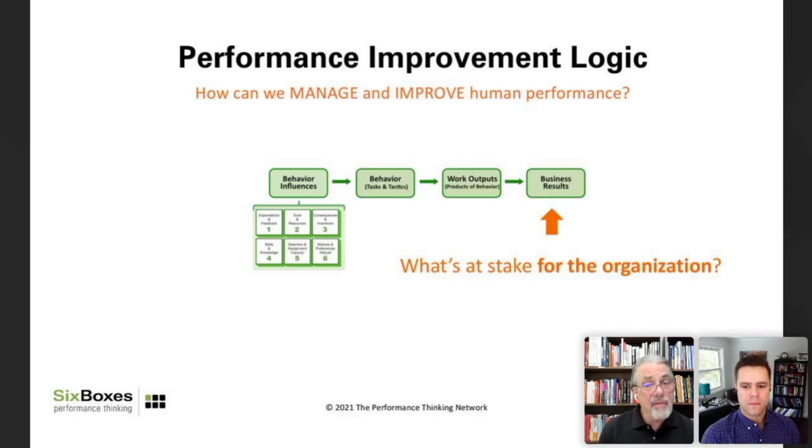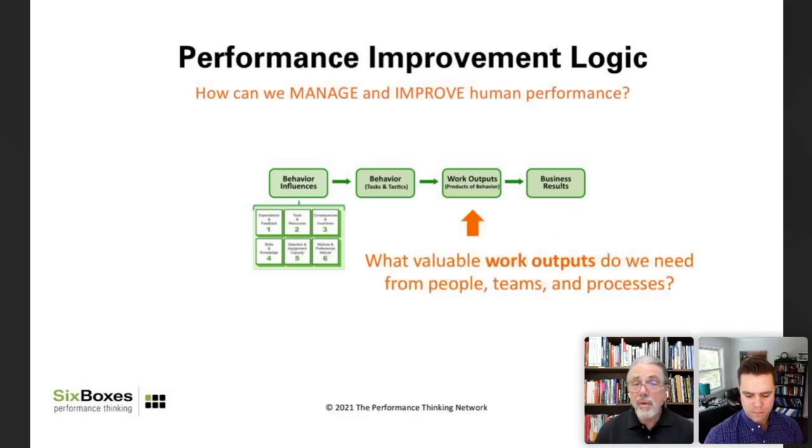Is this about profits or market share or customer satisfaction or employee engagement, or what is it? And once we know that, then we say, okay, what do the individuals or teams or processes need to produce of value to contribute to those business results? So what are the outputs? That's the next step. And we want to know what good looks like.